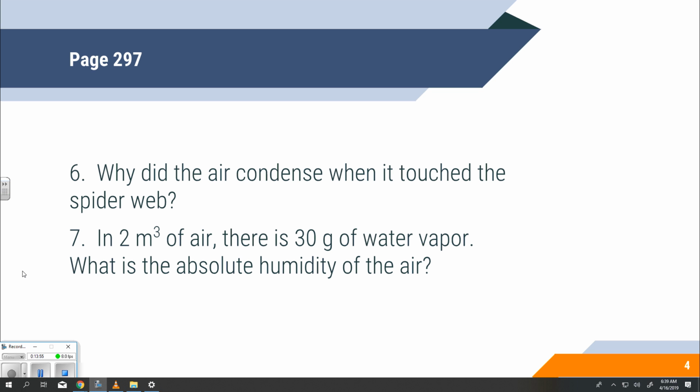Absolute humidity. One way to express the amount of moisture in the air is by calculating absolute humidity. Absolute humidity is a measure of the actual amount of water vapor in the air. You can calculate absolute humidity using the following equation. Absolute humidity equals mass of water vapor, grams, divided by volume of air, cubic centimeters.